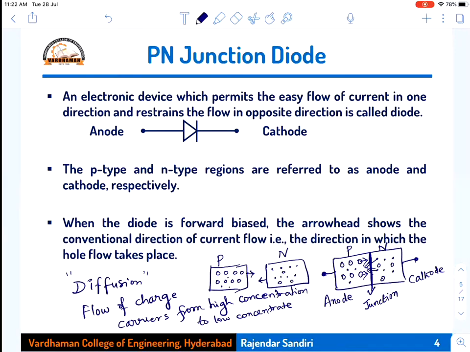So suppose a hole is moving from p side to n side, then what happens? This hole is recombining with the electron. Therefore, a positive charge will be created on the n side. After recombining, the hole which came from p side to n side disappears, but it retains its charge in the form of an immobile charged ion. Therefore, that is represented as a positive on the n side.